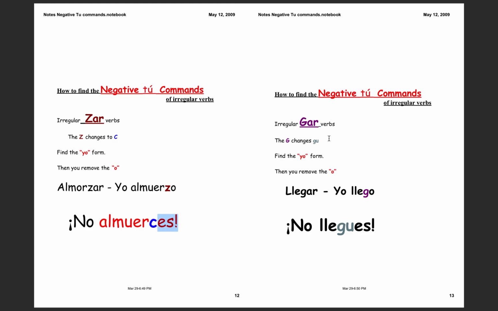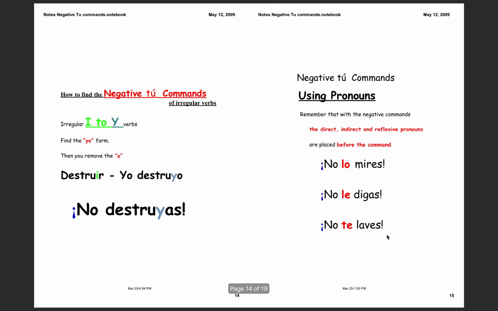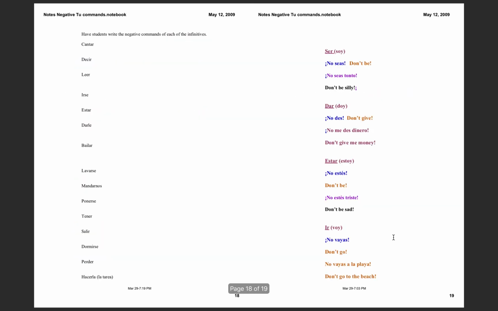So gar verbs like llegar, yo llego. Okay, it's not a go verb because that G occurs naturally, but we take off the O, add ES here. Well, if we don't put that U in there, it's going to be pronounced no llegues. So we got to put the U there, so no llegues. Okay. No llegues tarde. Don't arrive late. That's what that means. Llegar means to arrive. All right. I to Y verbs we're not going to worry about right now. Okay. And that's for different verbs we don't use a lot. All right. So using pronouns we're going to talk about in a couple of weeks. So we're going to skip here.